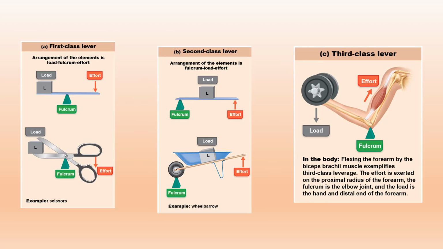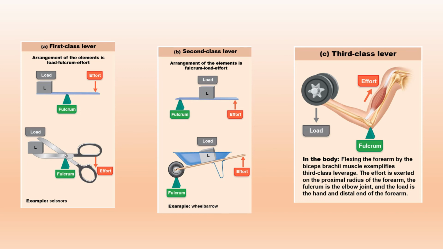This slide demonstrates the three classes of lever systems as well as examples of each. Again, a first-class lever, we find the fulcrum in between the load and the effort. The primary examples given were scissors or a seesaw. Second-class lever, now we find the load in between the other two components, the fulcrum and the effort. We saw a wheelbarrow as a good example.